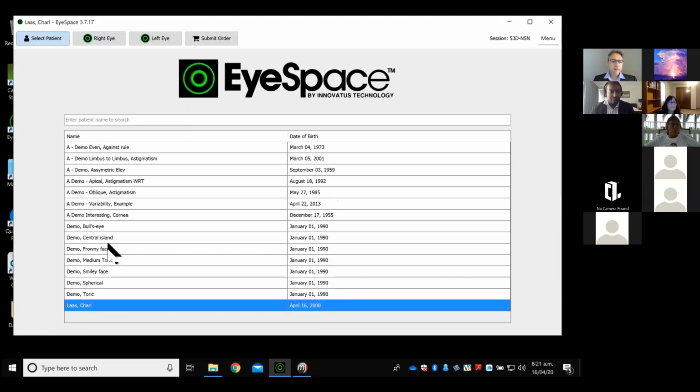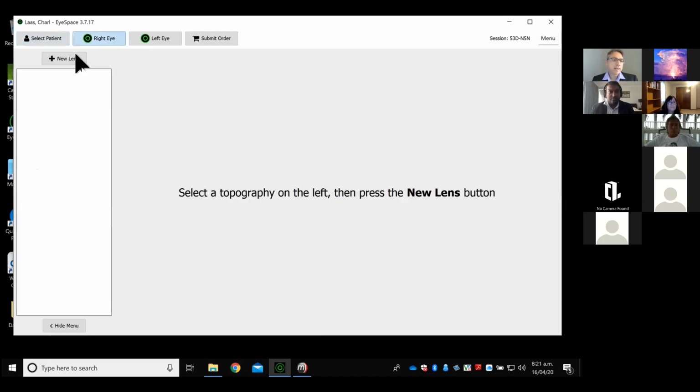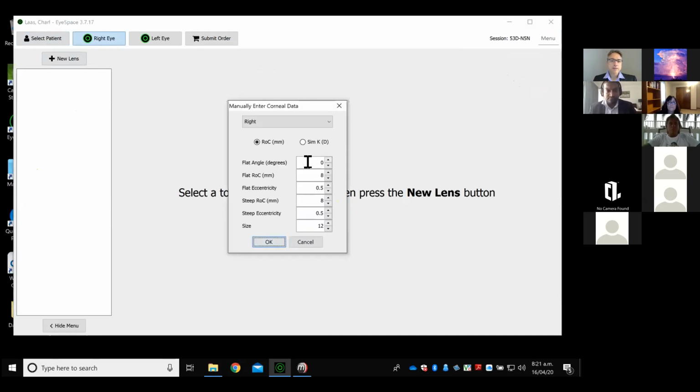You will click OK. And now if you click on that patient on the right eye, obviously, because you have not imported any maps from Medmont or Oculus, you'll have to now create that reference map. So we go to manually enter corneal data. Click on it. You decide if you want to do the right or left eye. You will either decide to put radius of curvature values in, or SimK or delta K values in the dioptres, and you would physically just fill in the numbers.